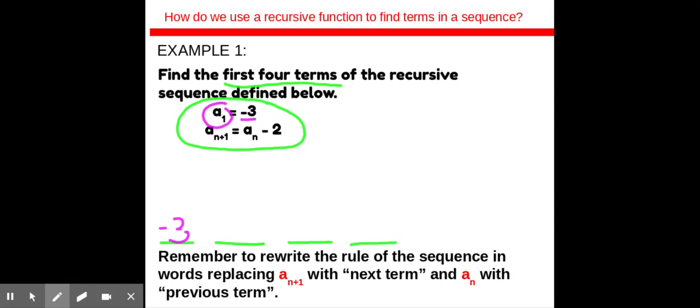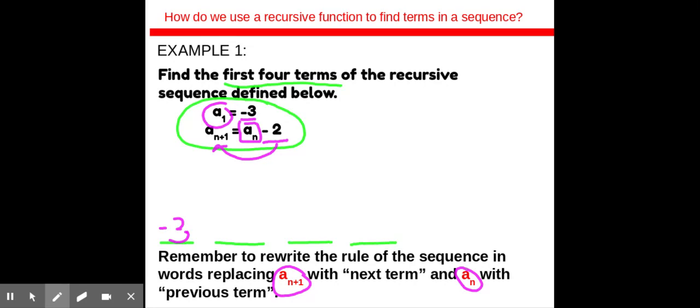Next, we're going to look at the actual rule of the sequence. It's telling us to take the previous number, that's what that means, and subtract 2 to get to the next number in the sequence. This is our next term. This is our previous term. The right-hand side is what we're applying to get to the left-hand side, which is the answer to the rule.